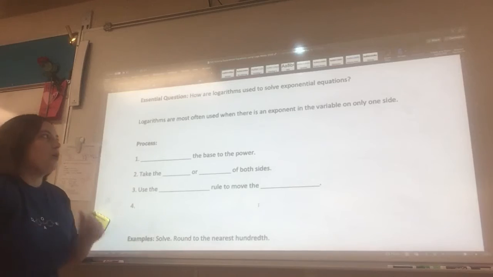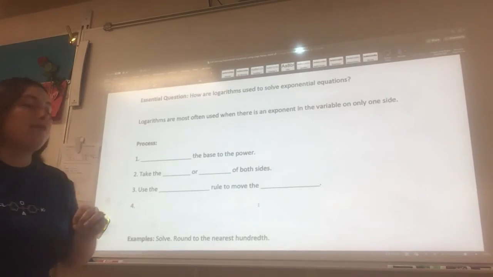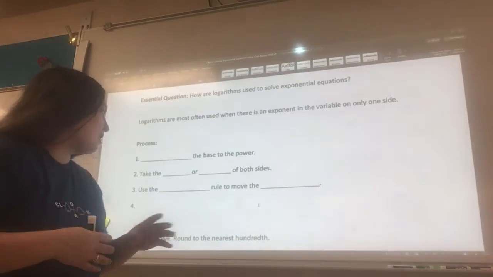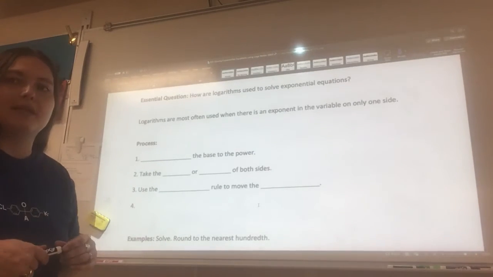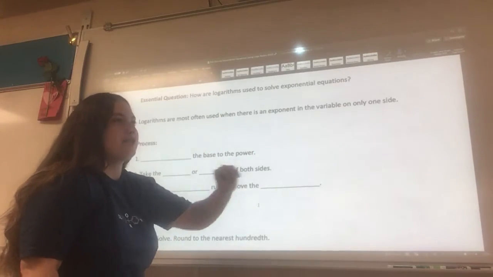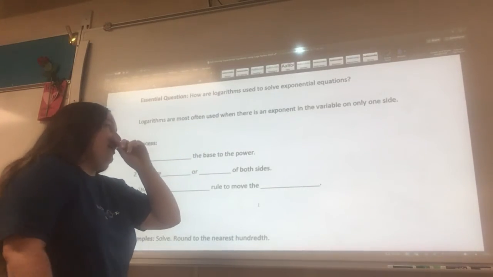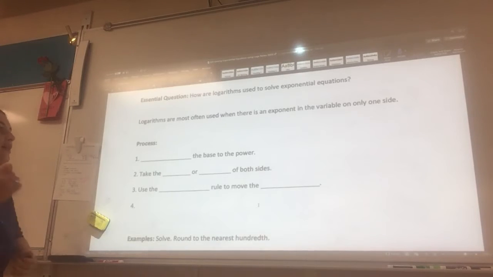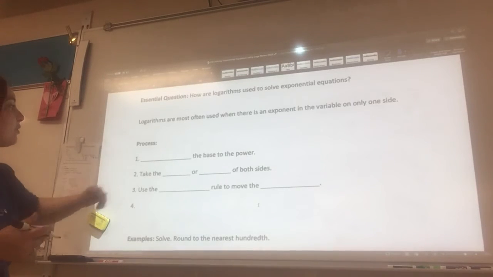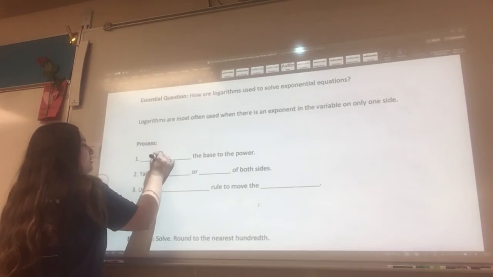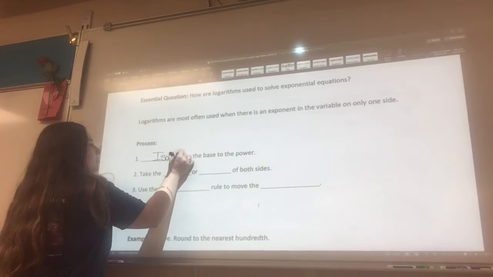So logarithms are most often used when there is an exponent in the variable. So we really need to pay attention to when we get those. A lot of the times it's with an exponential itself, but we only try and solve them when there is an exponent in the variable. And we want to make sure we follow our process. Our process is very similar to 8.7, except your first step is we're going to isolate the base to the power. So remembering what the base is. So isolating the base to the power.